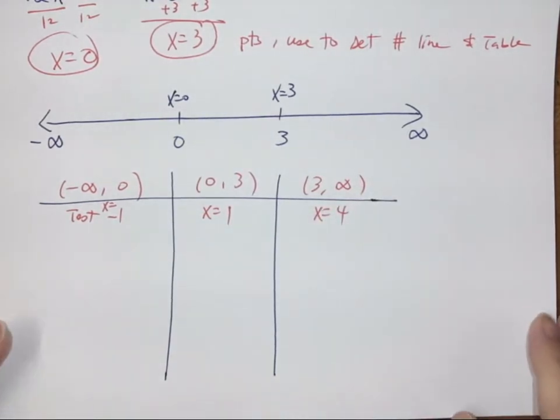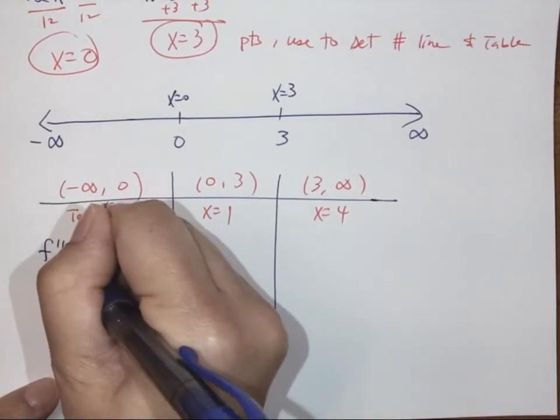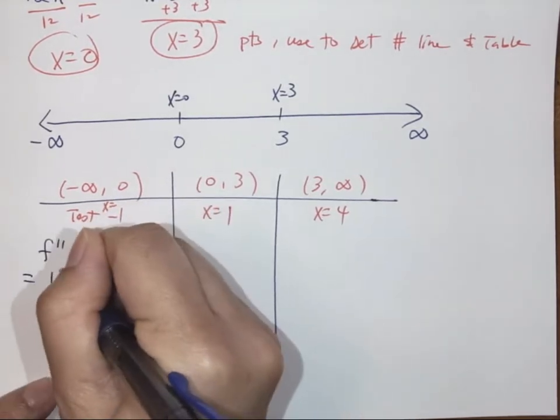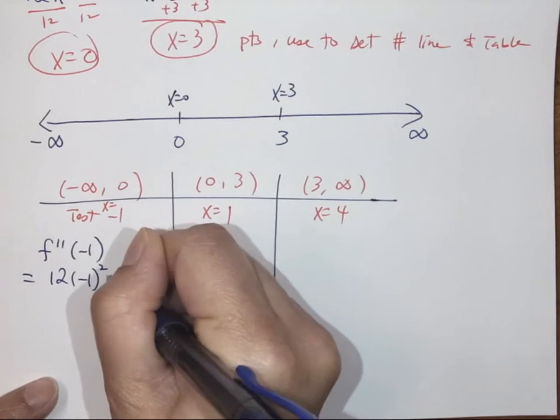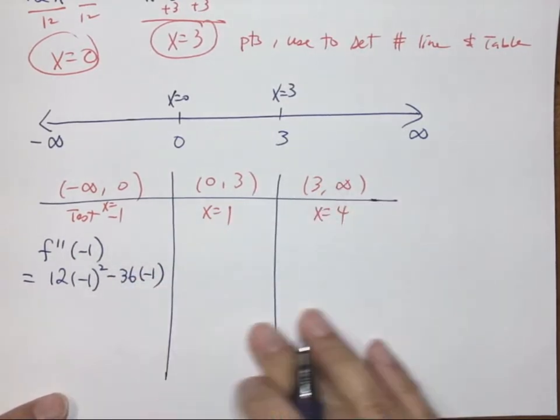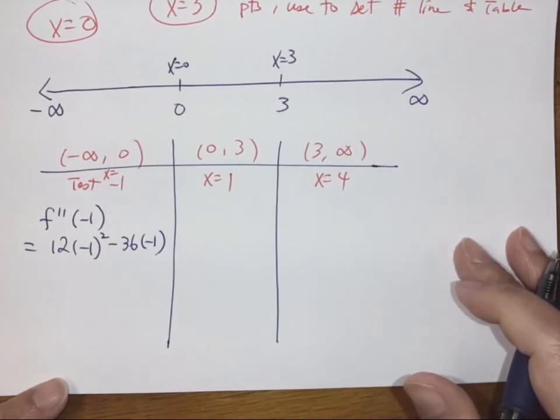The question is, where do I plug it in? Because I want to see the inflection point, which is related to concavity. That's why we need to plug it into the second derivative. Negative 1: we get 12 times negative 1 squared minus 36 times negative 1. Go ahead and pause the video and see if you can find those numbers for me, and we can check together.